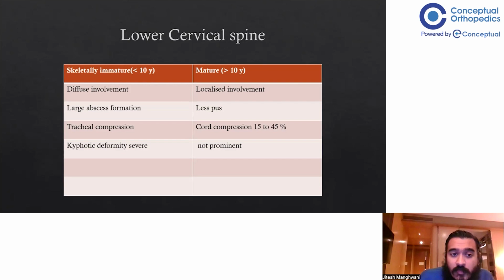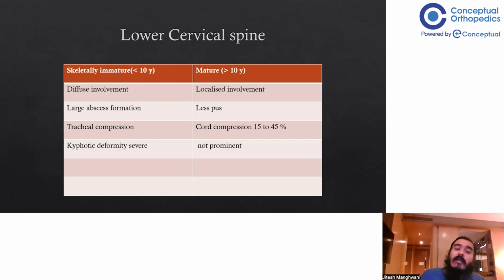In immature patients, you're going to witness a large abscess formation, and in mature patients, there would be very less pus. Because of the large abscess formation, there is a tracheal compression, and in mature patients, cord compression is rather seen in 15 to 45% of the cases. Kyphotic deformity is severe in immature, not prominent in mature.